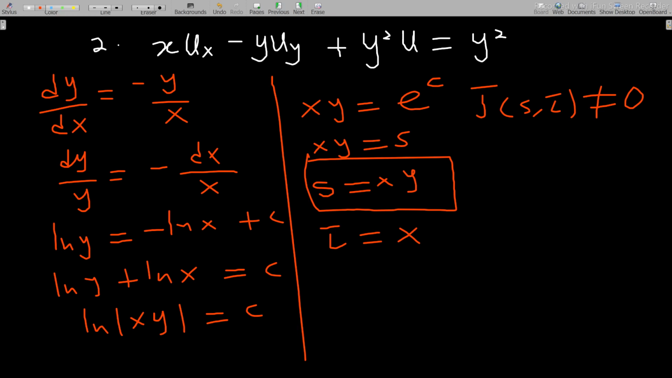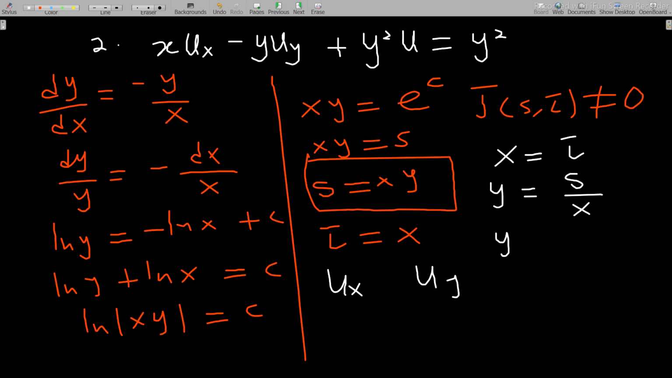Now I have my s, I have my tau. So one thing I have to also go and do is find my ux and my uy, all in terms of what? Tau and s. But here, let me quickly find expressions for x and y. Although we are saying tau is equal to x, it means that the transformation for x is that s is also equal to xy, and y is also equal to what? s over x, which means that my y is actually equal to s over tau. So let's keep these in mind.